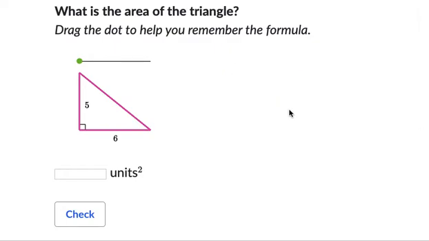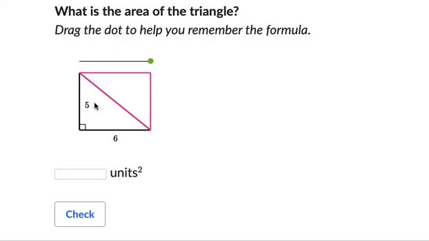The reason is, if we take any triangle and rotate it about the midpoint of one of its sides, and we're going to look at a right triangle here first, if we rotate it about the midpoint of its hypotenuse, we end up with a rectangle. So what we have here is a rectangle made up of two congruent triangles. This area here is twice the area of the triangle.